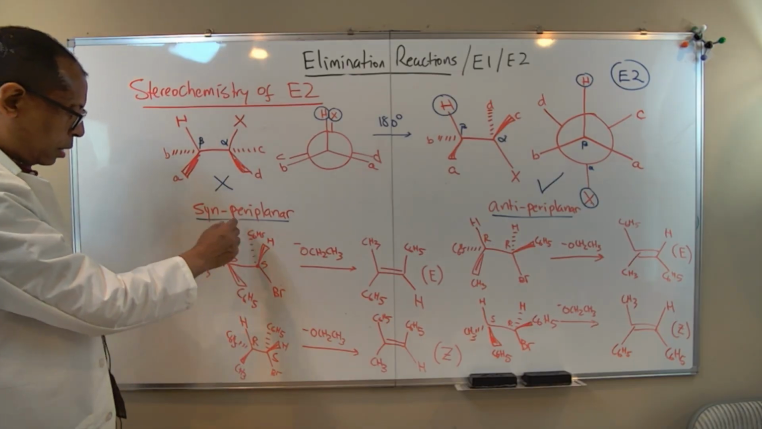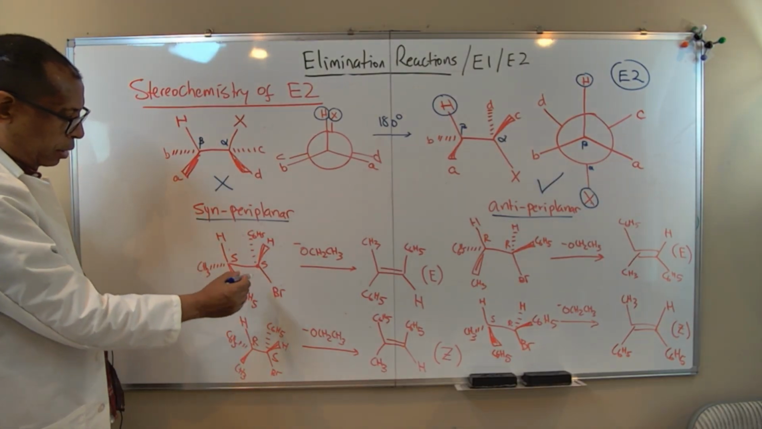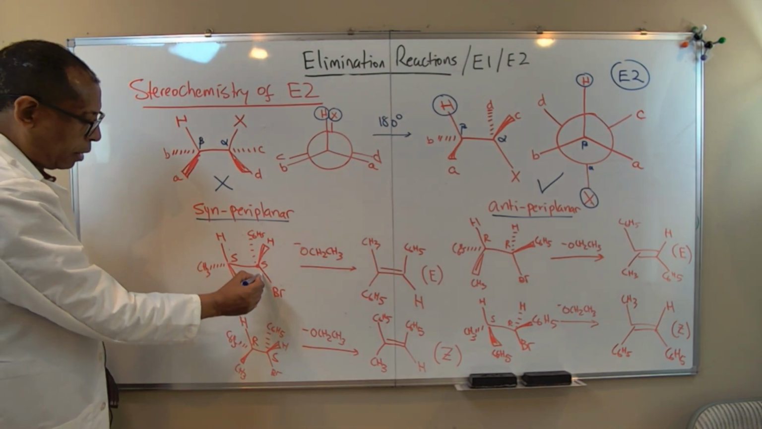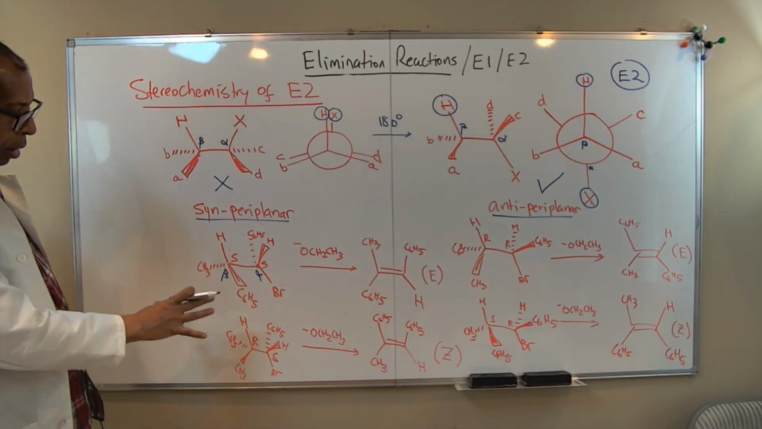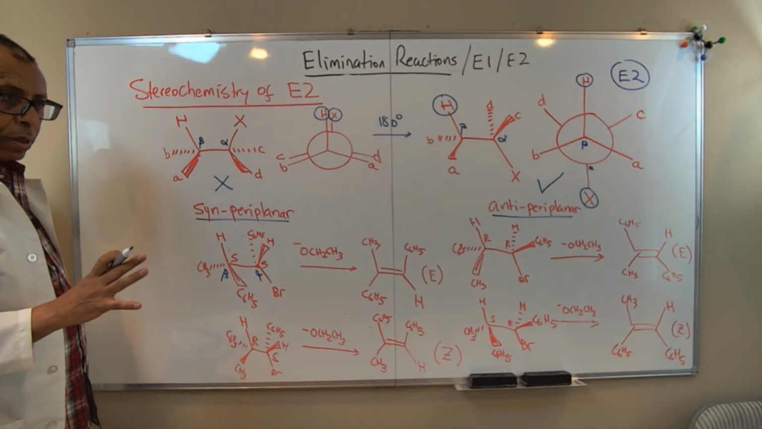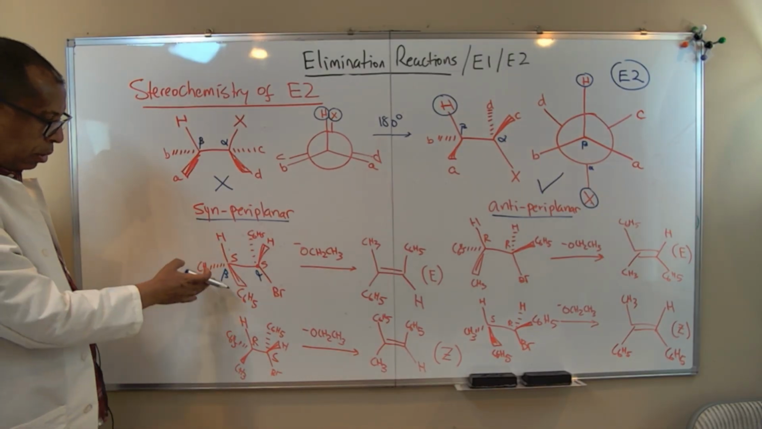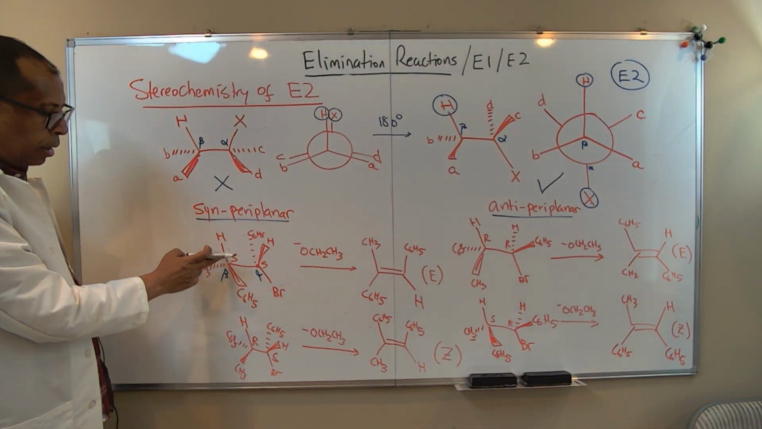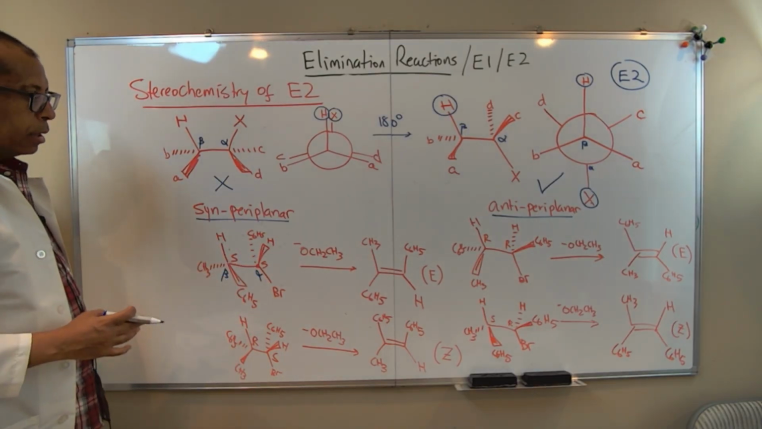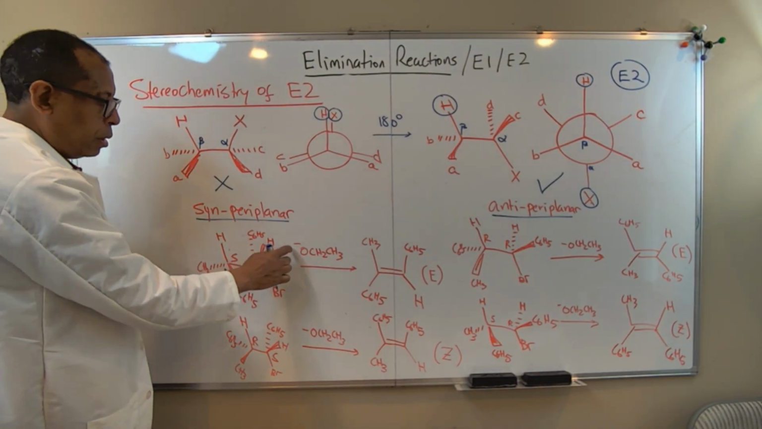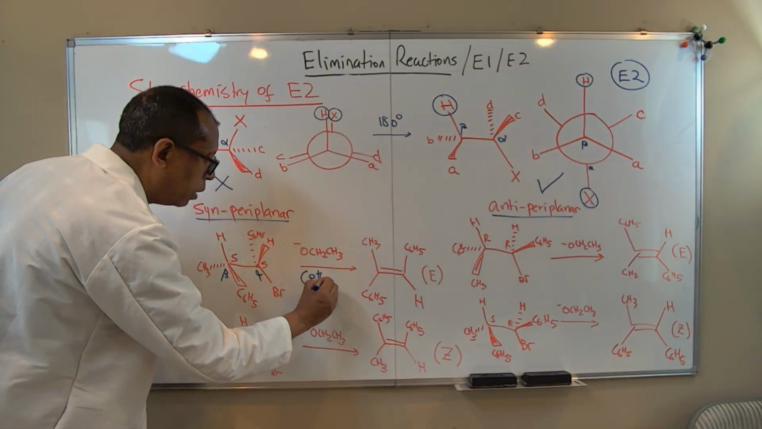So let's see this. When you look here, this is the alpha carbon and this is the beta carbon. This compound has stereocenters. If you look at the stereochemistry, it is an S and an S configuration. Both are S,S. So we are using ethoxide as a base. This is ethoxide.